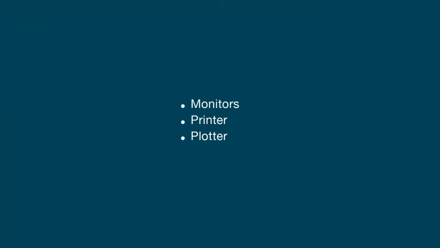A computer can still work without an output device. However, without an output device, there is no way of determining what the computer is doing, if there are errors or if it needs additional input. Following are some of the important output devices used in a computer: monitors, printers, plotters, etc.